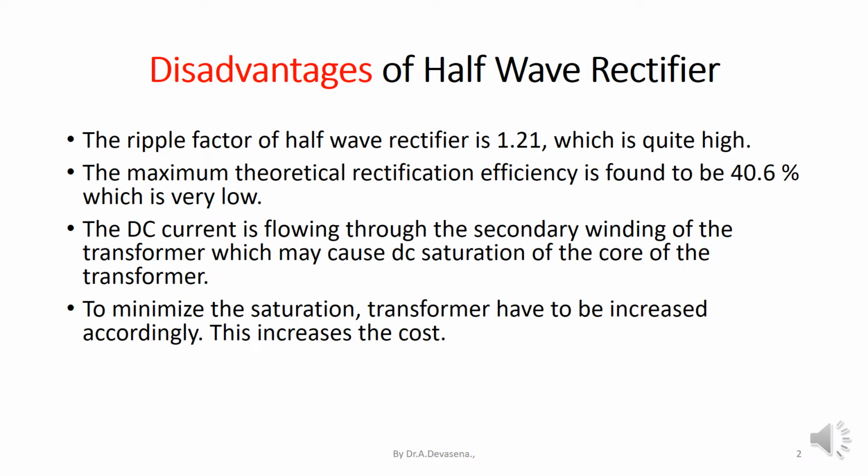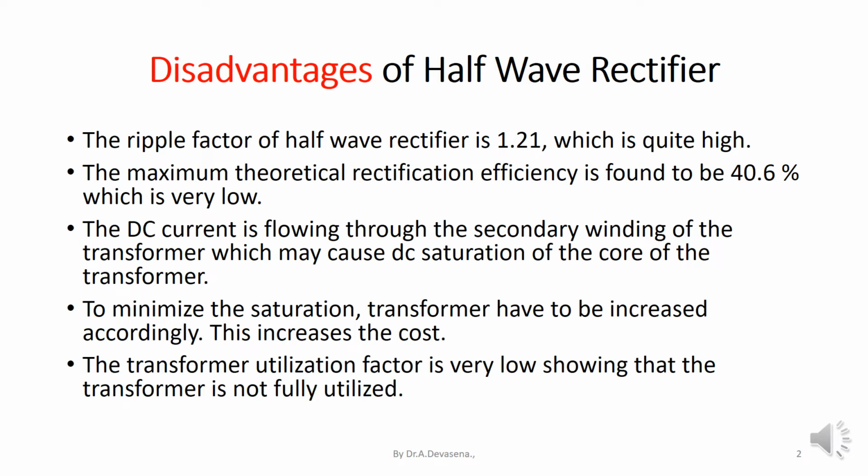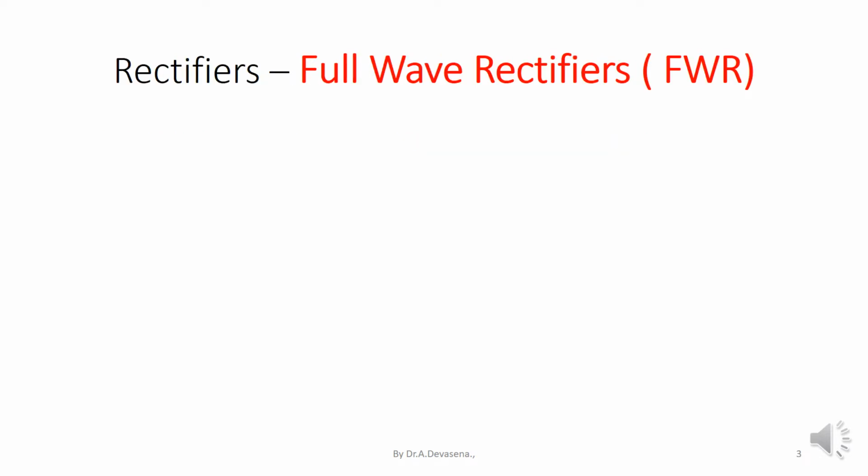To minimize the saturation, the transformer has to be increased accordingly. This increases the cost. The transformer utilization factor is very low, showing that the transformer is not fully utilized. Let us discuss full wave rectifiers.